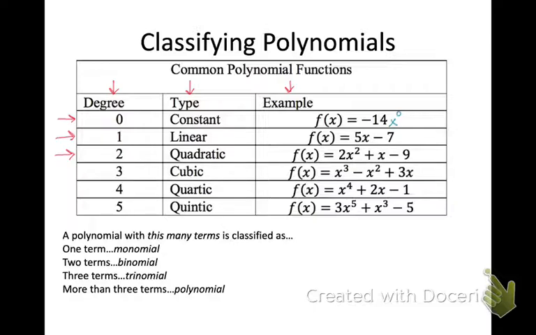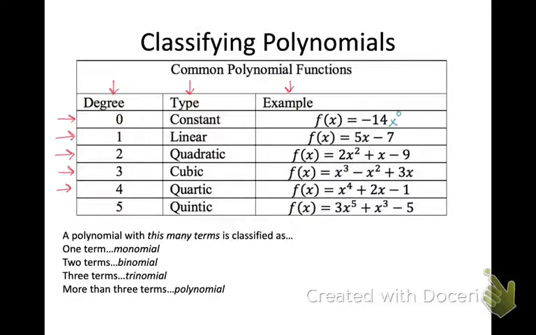Degree 2 is a quadratic. F of x equals 2x squared plus x minus 1. Degree 3 is a cubic. Our example is f of x equals x cubed minus x squared plus 3x. And notice all of these examples are in standard form. The exponent terms are in descending order.